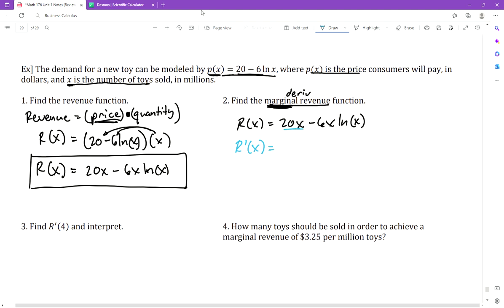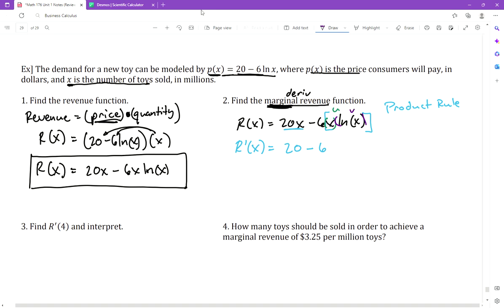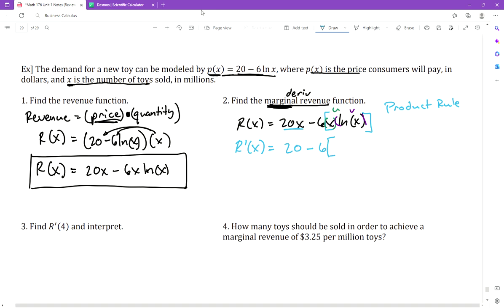Well, the first term is just a linear part, so that means it's just 20. The second part, though, I've got the minus 6 hanging out. This is a product, so that means we need to do the product rule. Let's do some colors. So I'm going to do that in green. So that's our u. And let's do this in purple. That's our v. And remember, the product rule is telling you, so use a bracket because the negative 6 is just waiting, u prime v plus u v prime.